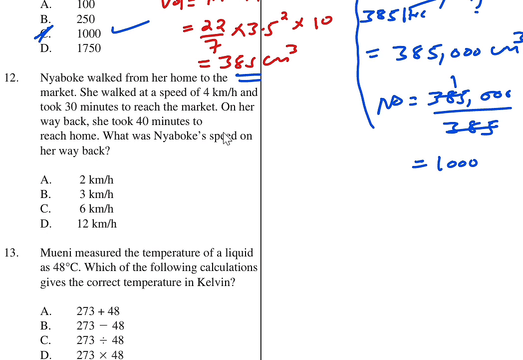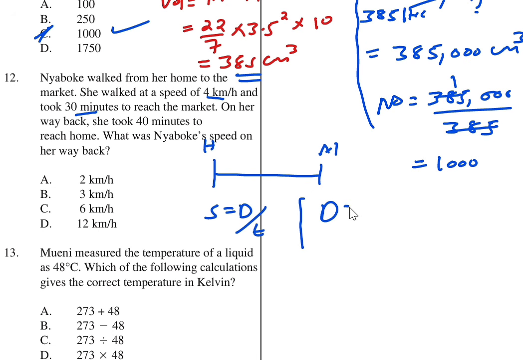Very easy. So here we have Nyaboke, home and market. We're going to draw a straight line so that you can visualize this. This is the home, this is the market. She walked, her speed is 4 kilometers per hour and she took 30 minutes. The first step is to get the distance from home to the market. We know that speed is equal to distance over time, so distance is equal to speed times time.